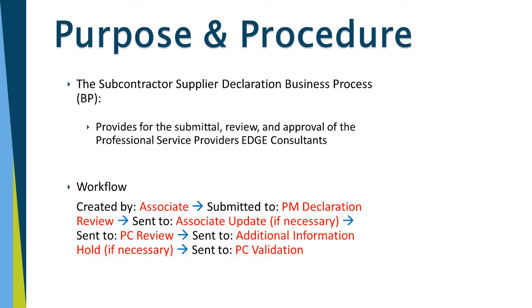With regard to the architect, the subcontractor supplier declaration business process provides for the submittal, review, and approval of the professional service provider's edge consultants. For the workflow, it's created by the architect or the associate, submitted to the project manager for declaration review, can be returned to the associate if necessary, then sent to the project coordinator for review, and then sent to additional information hold if necessary, and finally, project coordinator validation.